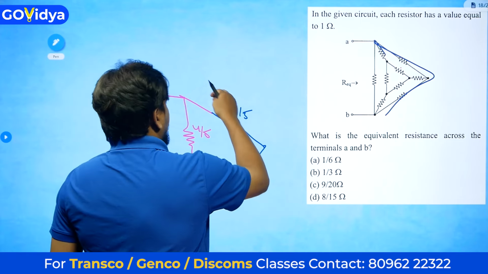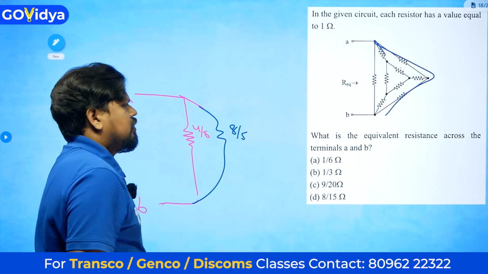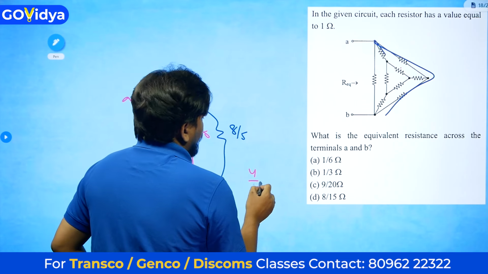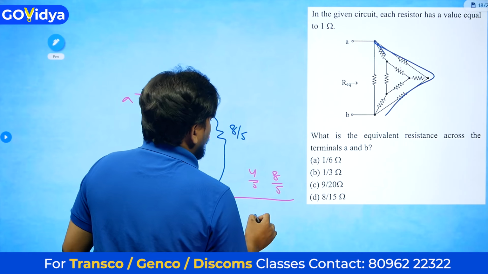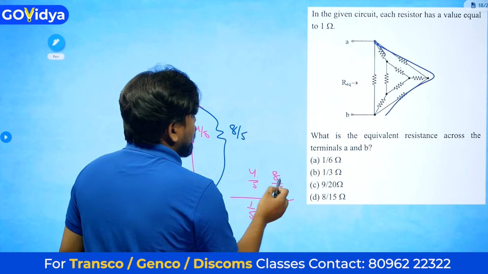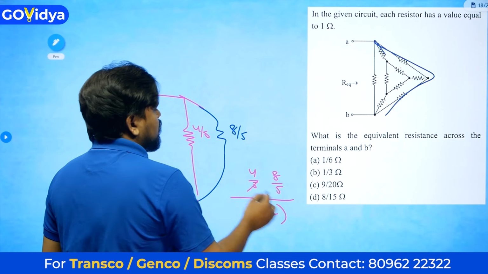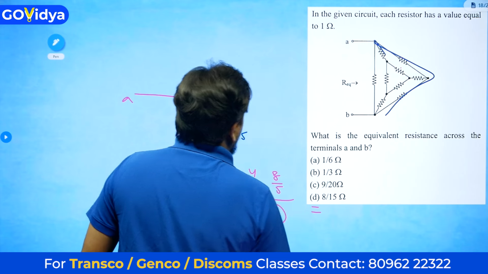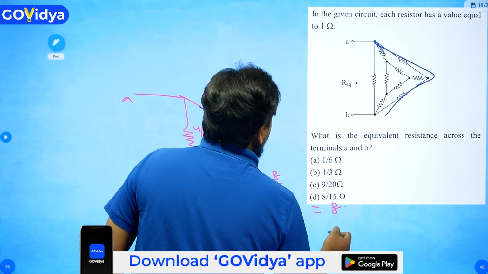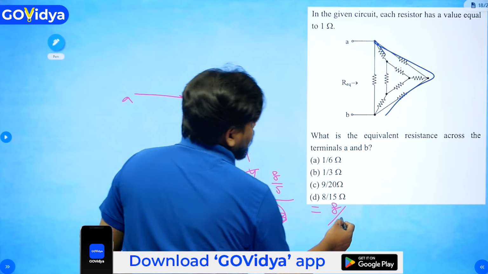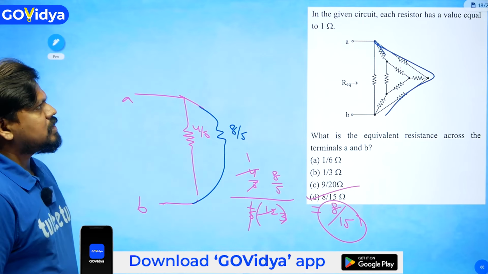Now 8 by 5 is in parallel with 4 by 5. Just try to solve this: 4 by 5 into 8 by 5 divided by 4 by 5 plus 8 by 5. Taking 1 by 5 common gives 12, and the 1 by 5 cancels. So 4 into 8 over 12; we can cancel 4 ones and 4 threes. So 8 by, with 5 and 3, directly 15. The option is there: 8 by 15. Option D is the correct answer for this.